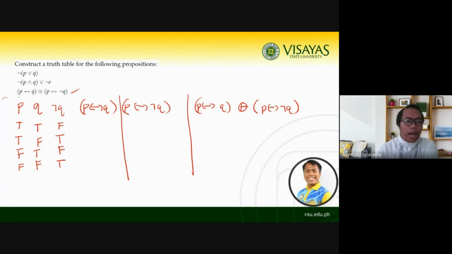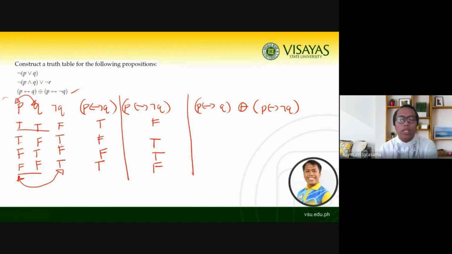Okay, so let's look for our basis again. P if and only if Q. Again, it is true only if the values are the same. So true, true, false, false. Those are the only ones true. The rest are false. Then for this one, the rule is the same: true only if the two have the same values. But this time we pair P and not Q. So TF, TT. That one is true. FF, true again. FT, not the same. So the rest are false.